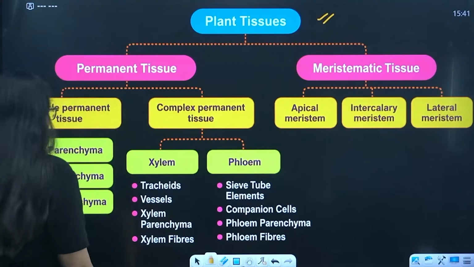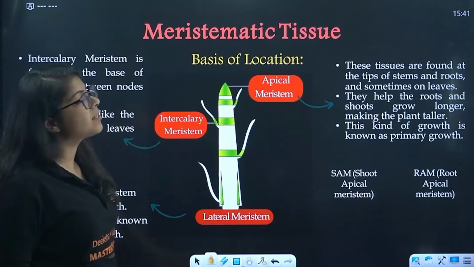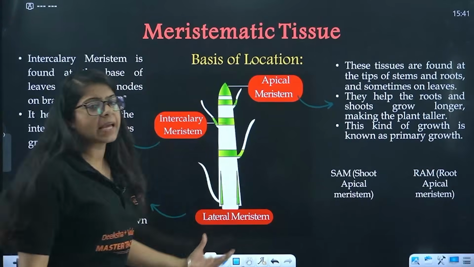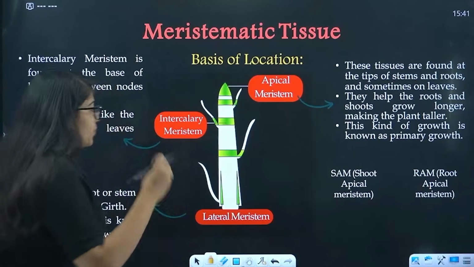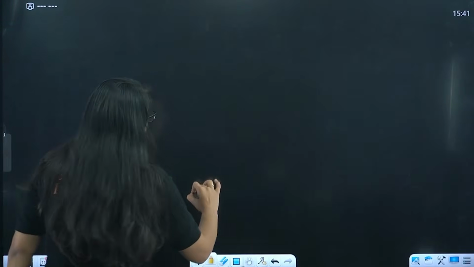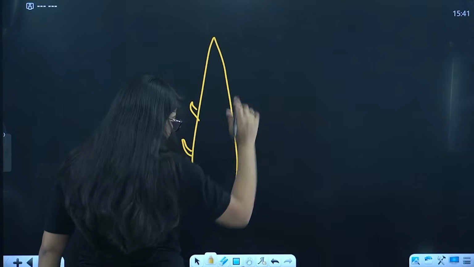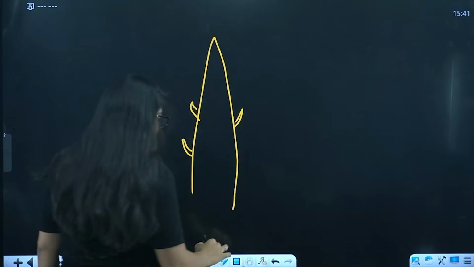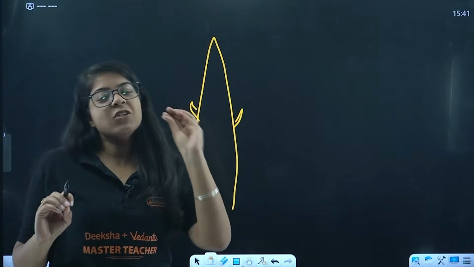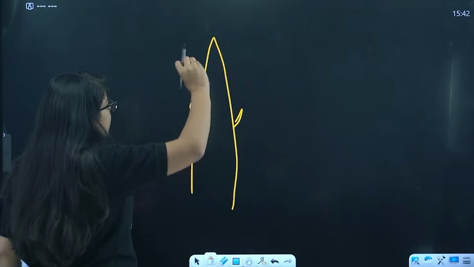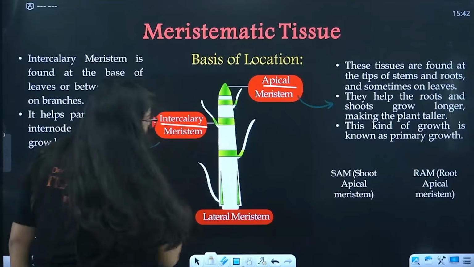See, meristematic tissue, this we will see in a bit. A meristematic tissue simply has this diagram. That's all you have to remember. How, ma'am, how will we remember these 3 meristematic tissues? See, let's say for now I'm just drawing this part. We'll understand how to draw the diagram. Now, you know A, B, C, D, right? You just have to remember there are 3 alphabets. That is your apical, intercalary and lateral.